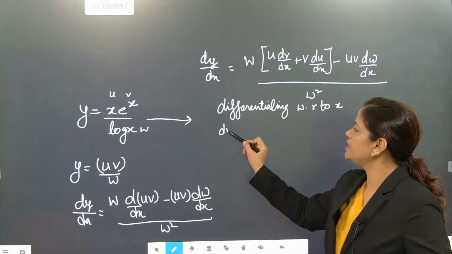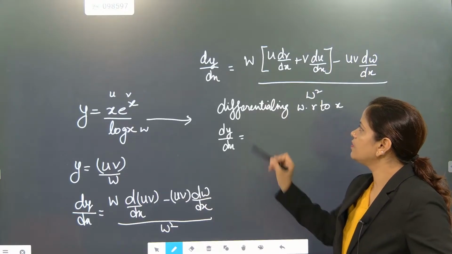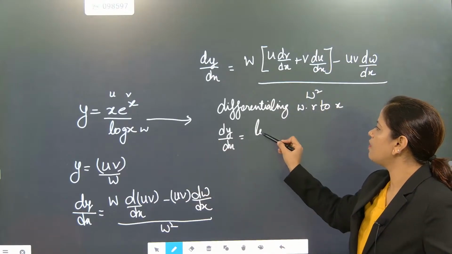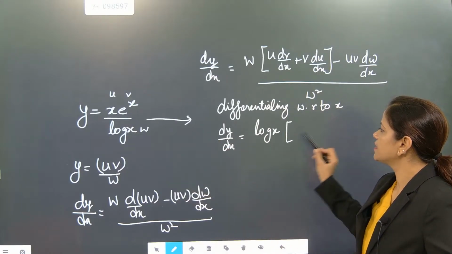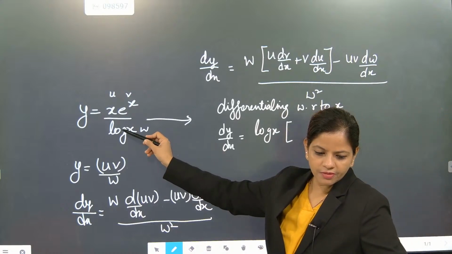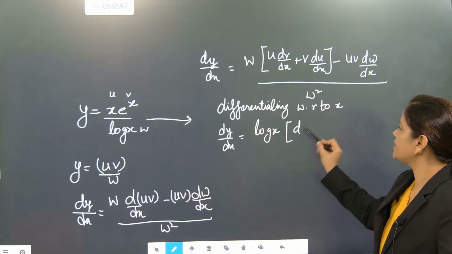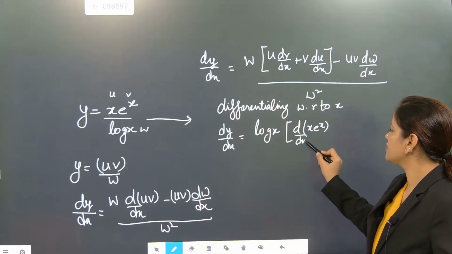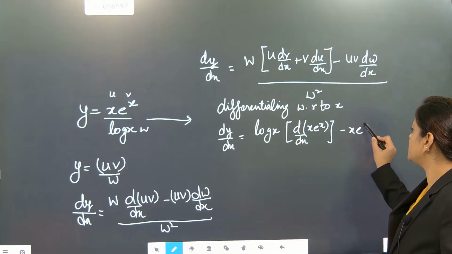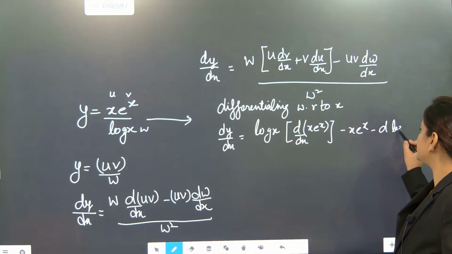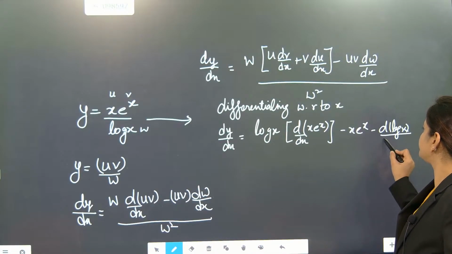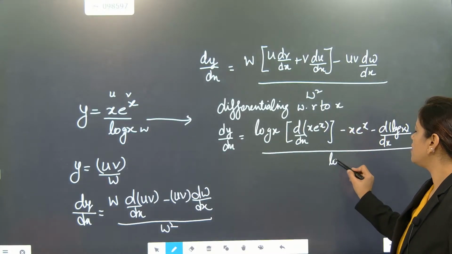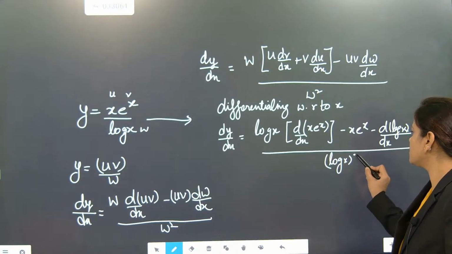We will write dy by dx equal to w. What is w? This one. So it will become log x, the denominator part will first come. After that uv, that is x e to the power x together. Now we will leave this numerator section. We will differentiate the denominator section with respect to x. w is what, beta? Log x. So this will become log x whole square.